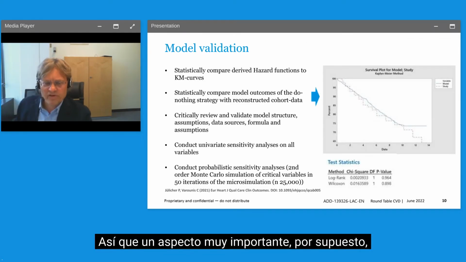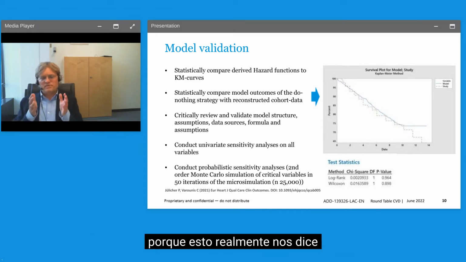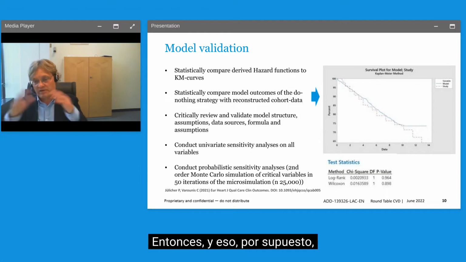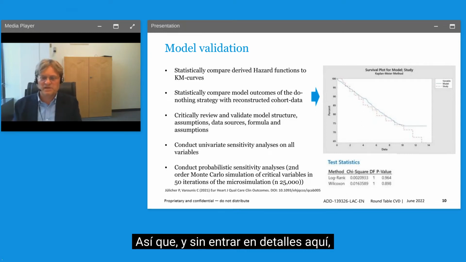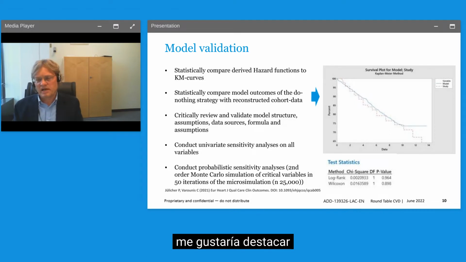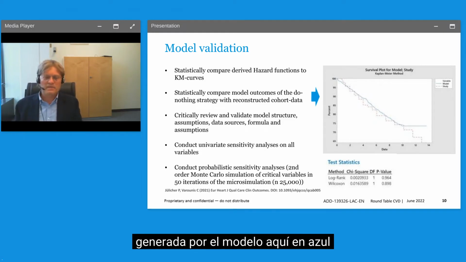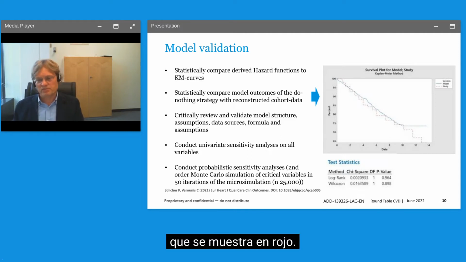One very important aspect, of course, in a model is the model validation, because this really tells us whether the predictions and results are accurate and robust. And that of course is the sense of everything in modeling, right? Without going into details here, I'd just like to highlight the excellent concordance of the survival curve generated by the model, here in blue, and the Kaplan-Meier curve from the HUNT cohort, which is shown in red.